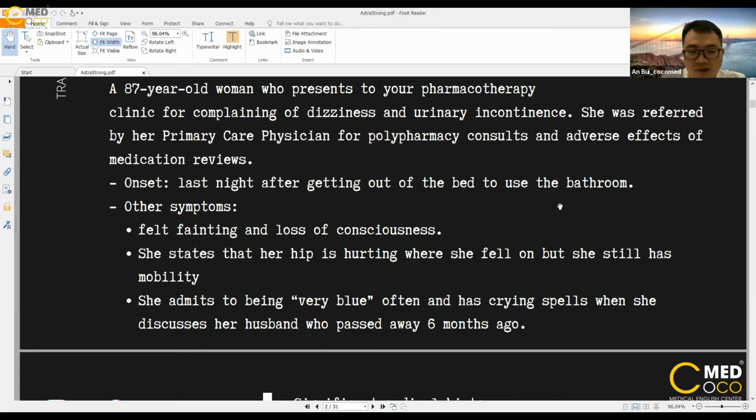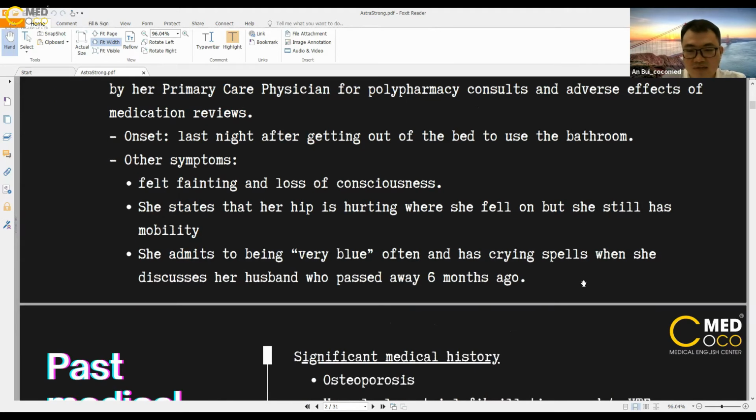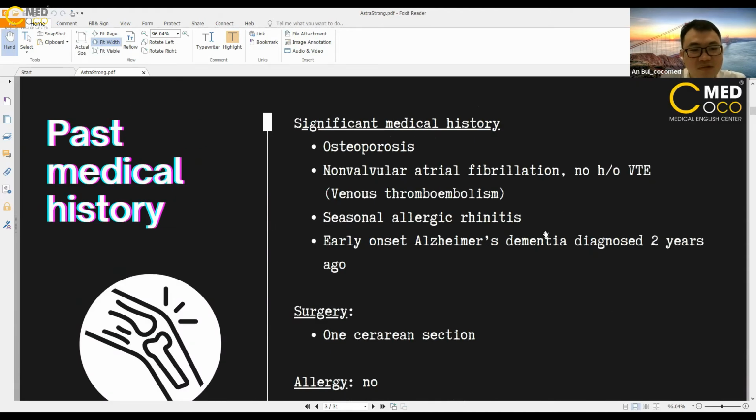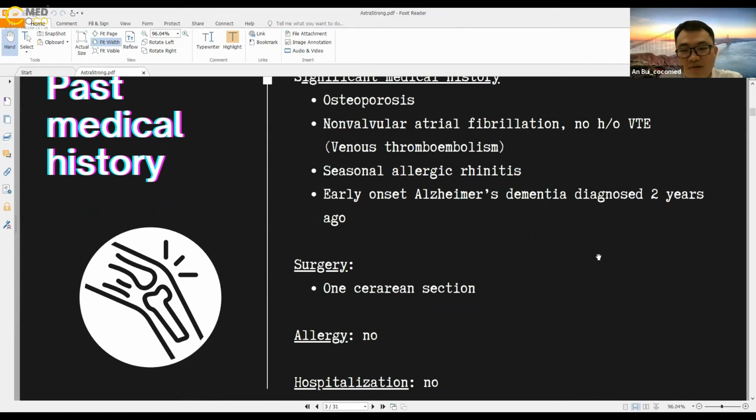And she admitted being very blue. I think she has some kind of depression and has crying spells when she discusses her husband, who passed away 6 months ago. For the past medical history, she has osteoporosis. She also had non-valvular atrial fibrillation, but no history of venous thromboembolism. She also had a runny nose, which is indicated as seasonal allergic rhinitis. And she was diagnosed with Alzheimer's dementia 2 years ago.